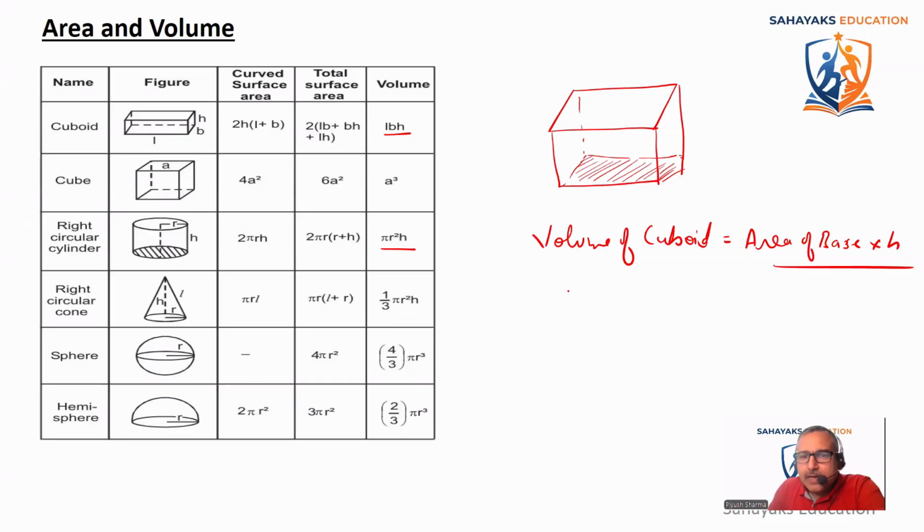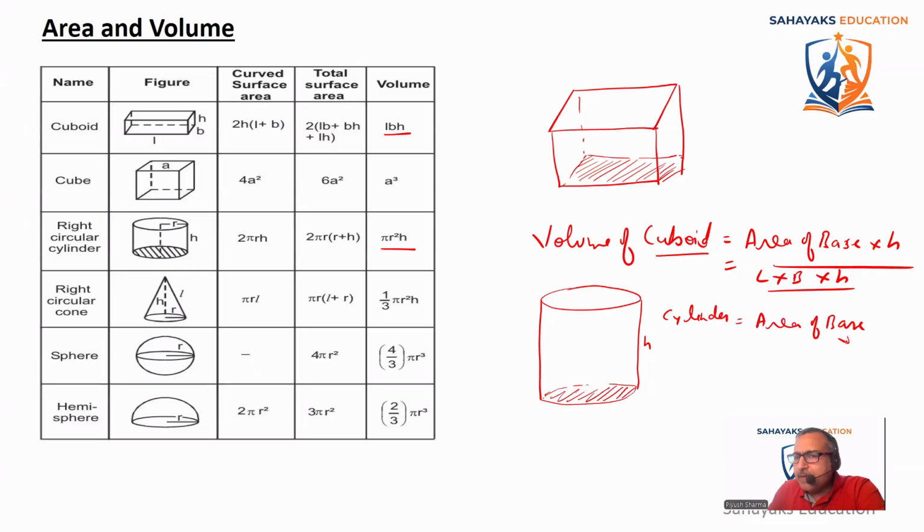In a similar manner, in case we have a cylinder, again it's the same thing. You need to find the area of base and multiply it by height, and we'll get the answer. In case of a cuboid, the area of base is length multiplied by breadth, and multiplied by height it gives the volume. In case of a cylinder, what is the area of base? The area of base is pi r square, it's a circle, and multiplied by height. When we multiply the base with height, it will give you the entire volume.